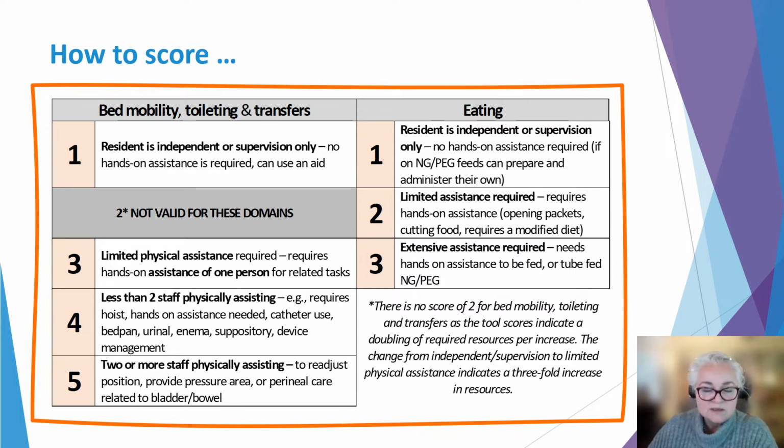That will score 3. 3 in the context of bed mobility, toileting, and transfers indicates that there is 1 person required to be able to finish or achieve these activities of daily living for the resident.